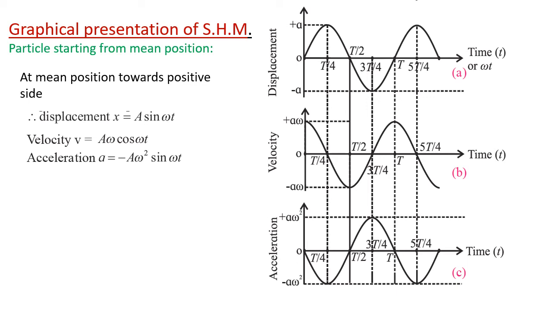If the particle is starting from the mean position at time t equal to 0, this indicates that the displacement is 0. But because the particle is going to start its motion, it is going to have maximum velocity. So velocity is starting from here, that is maximum velocity A omega, and again the acceleration of the particle is 0.